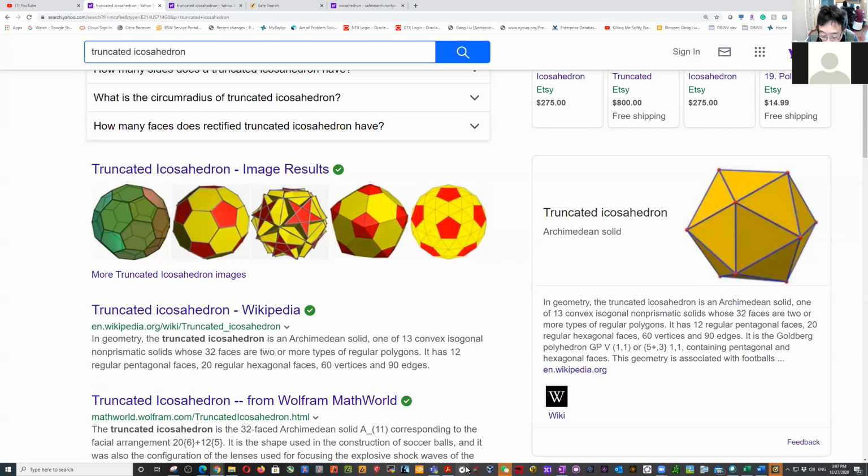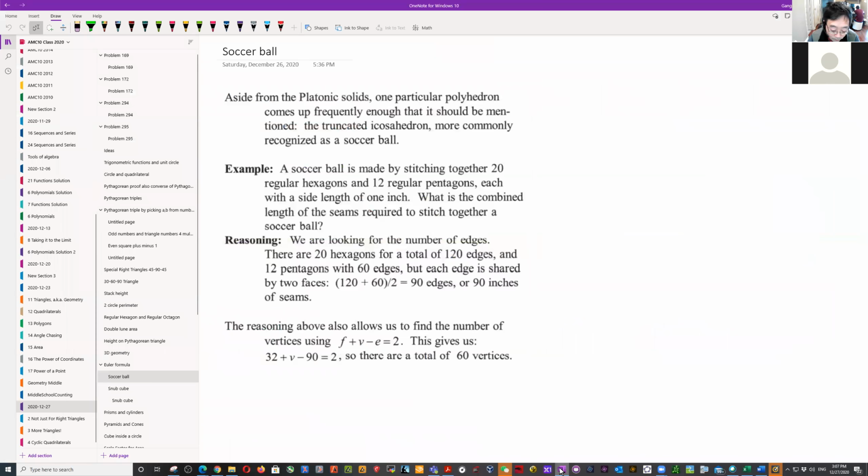So basically, the 20 faces, each side is the icosahedron. So when you truncate the tip this way, the left part will become a hexagon. So basically, this is just a soccer ball.